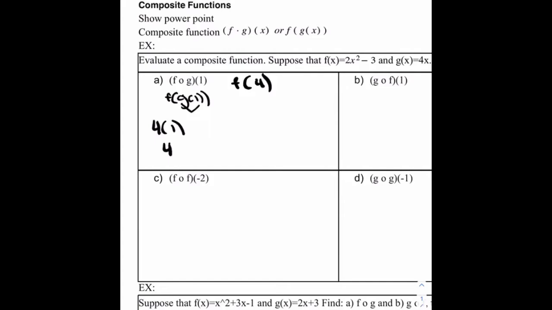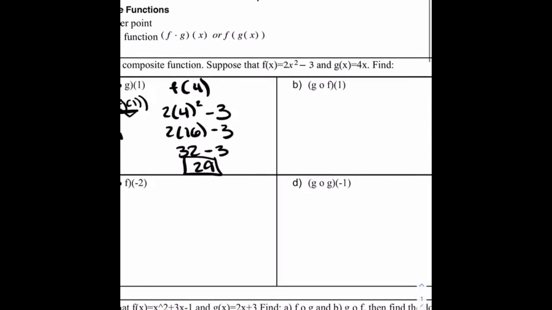So now I'm going to take the output of that g of 1, which was 4, and just substitute it for what we had written in the beginning. So now we're going to find what f of 4 is. And so we're going to have 2 times 4 squared minus 3, which is 2 times 16 minus 3, 32 minus 3, which is 29. So you're finding if I input 1 into g, I get my output of 4, and I plug the output into the f function.